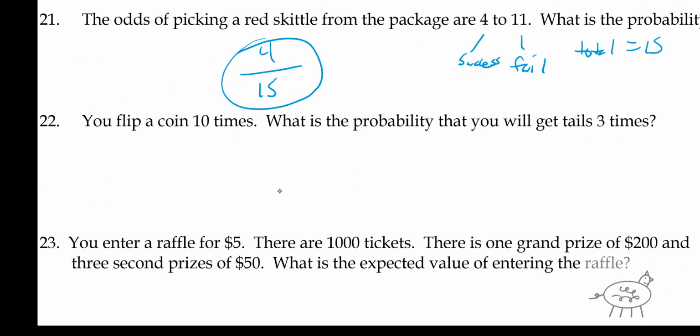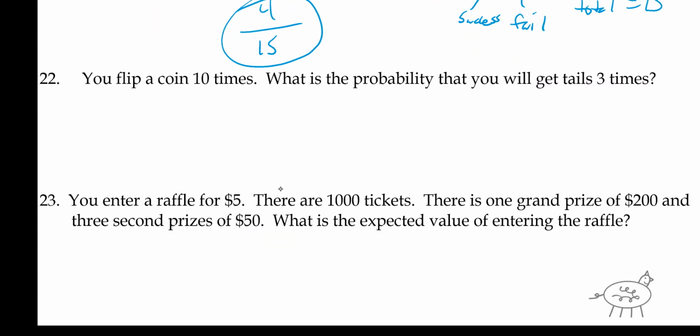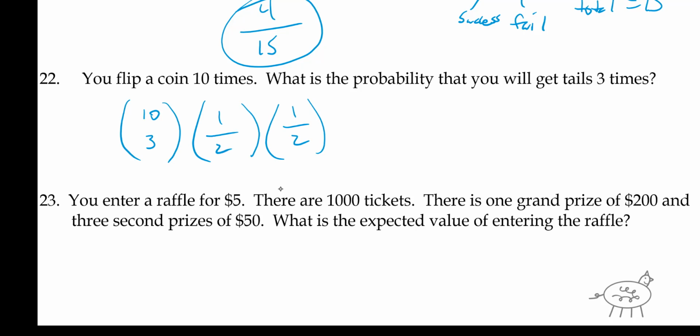You flip a coin 10 times. What's the probability that you'll get tails 3 times? Totally binomial. You're flipping it 10 times, and what's the probability of getting it 3 times? So the probability of getting a tail is a half, and a head is a half. So 3 goes here, and 7 goes here. So your answer is 0.12.